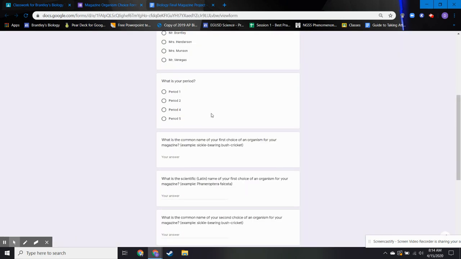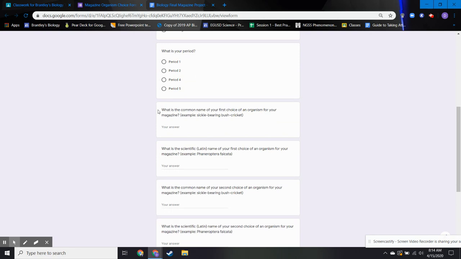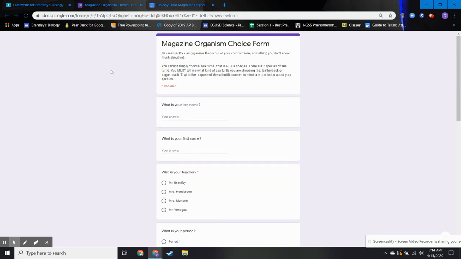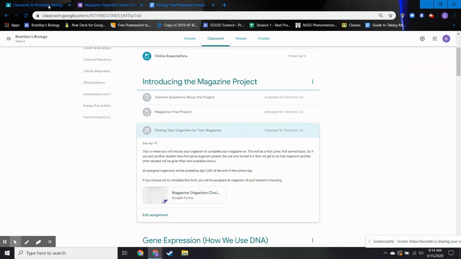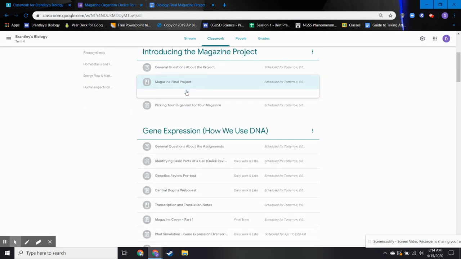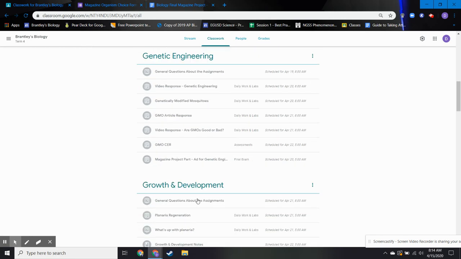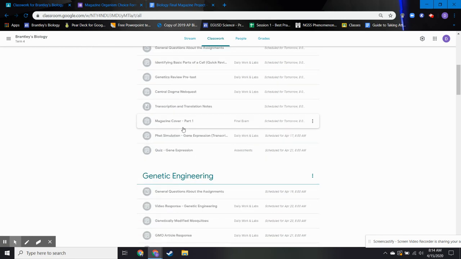But again, back to this form, this is very important. You need to fill this out as quickly as possible. If you turn in the form before somebody else who chose the same organism, I'm giving it to you. So it's going to be a first come, first served basis. Make sure you review all of the instructions so that you know what you're getting into. And as we go throughout the term, we're just going to have different parts of that magazine project thrown in.